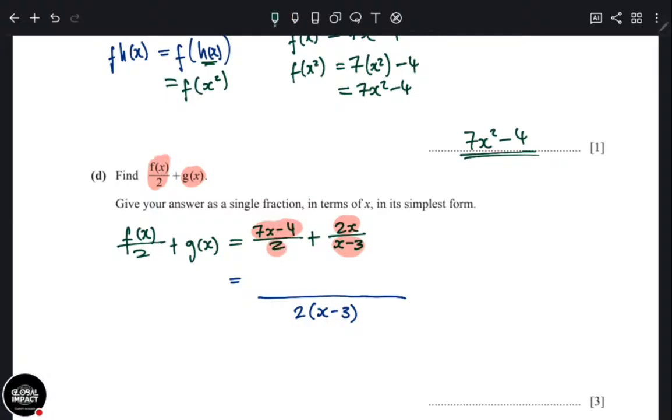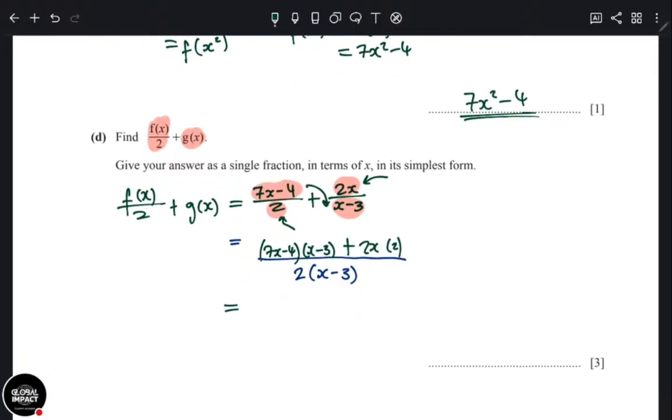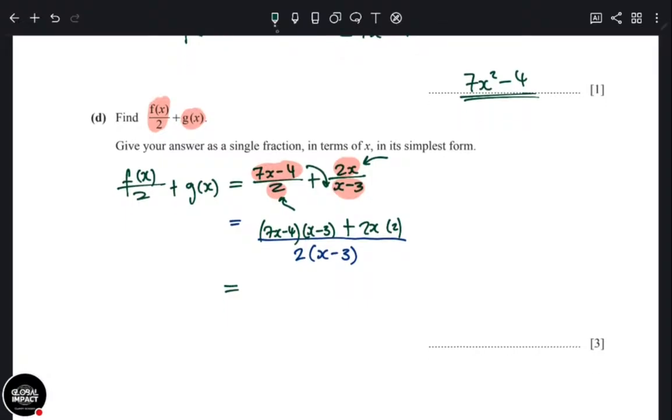So it's going to be 7x minus 4 multiplied by the other denominator, which is x minus 3. Then you put plus because the two functions are added. You now take the other numerator, 2x. It multiplies this other denominator, which is 2. That's just what you do. Then you can now simplify and get your answer.